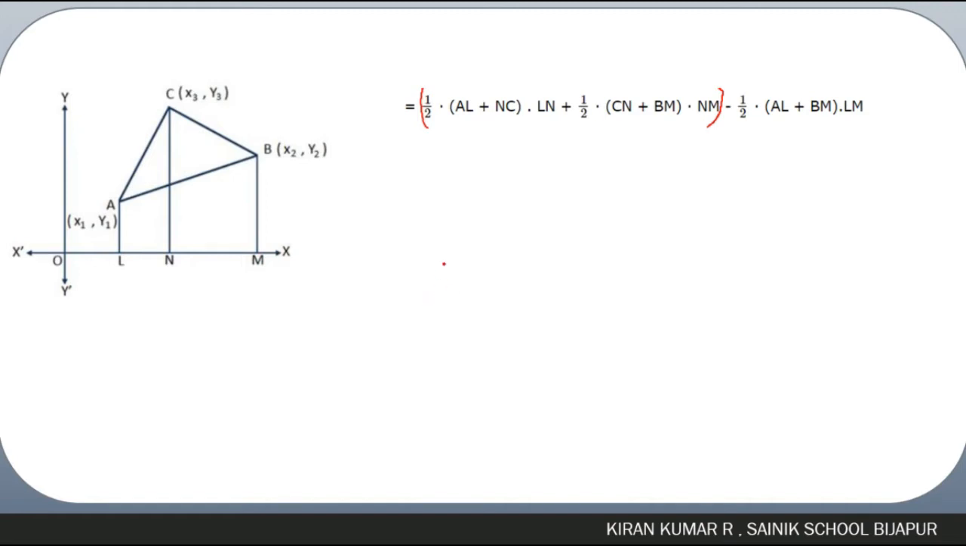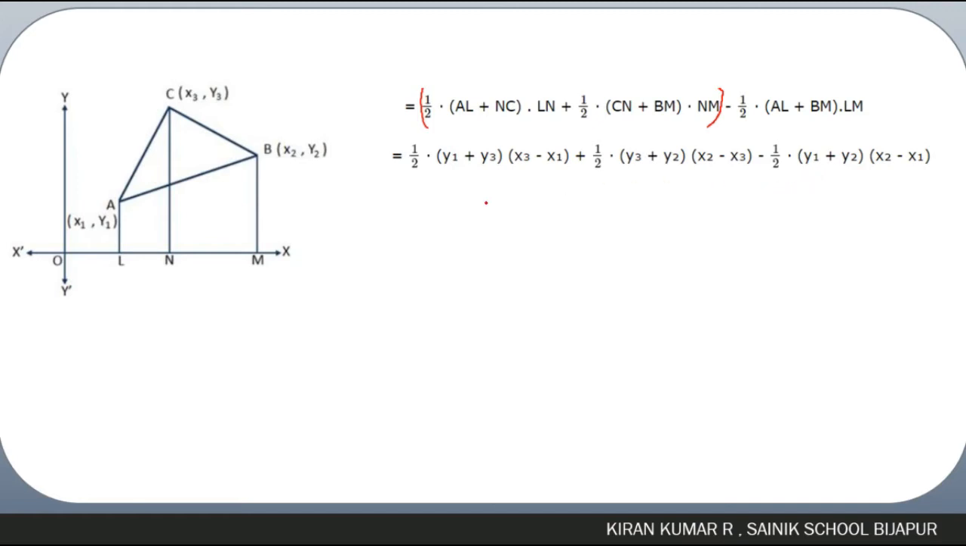We have defined the lengths AL, NC, LN, CN, BM, NM, AL, MB and LM in terms of x1, y1 and so on. Let's substitute that. We get half multiplied by (y1 plus y3) into (x3 minus x1), plus half (y3 plus y2) multiplied by (x2 minus x3), minus half (y1 plus y2) multiplied by (x2 minus x1).